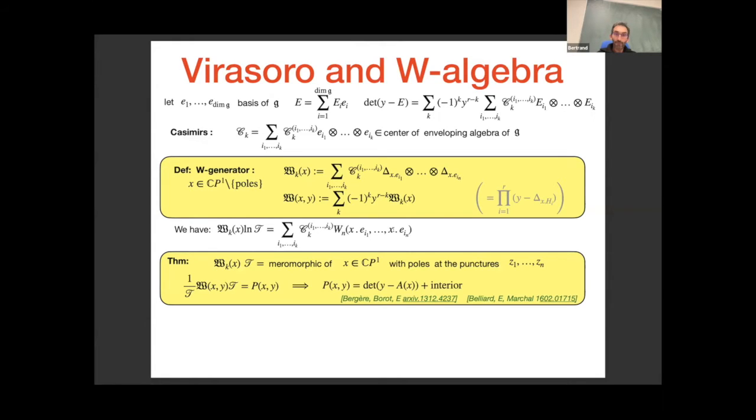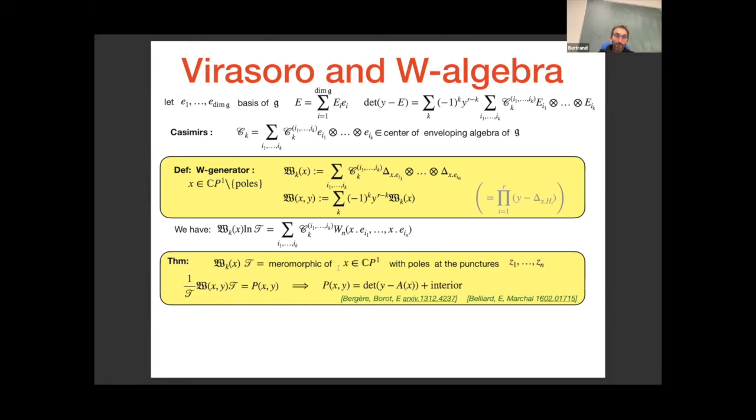Psi has essential singularities at the zi's. So you have a big combination of things that have possibly exponentials and essential singularities at the zi's, but this precise combination with the Casimir coefficient has no essential singularity, it has no exponentials. And this is not so trivial from the definition, it has to be proved. But this is true. This is a theorem which we made with Berger, Borot, and also Béliard, Marshall.